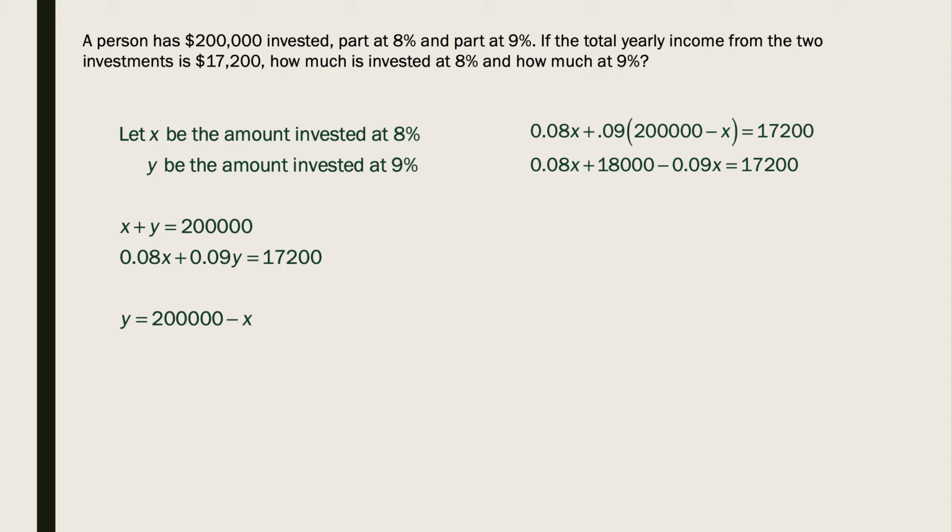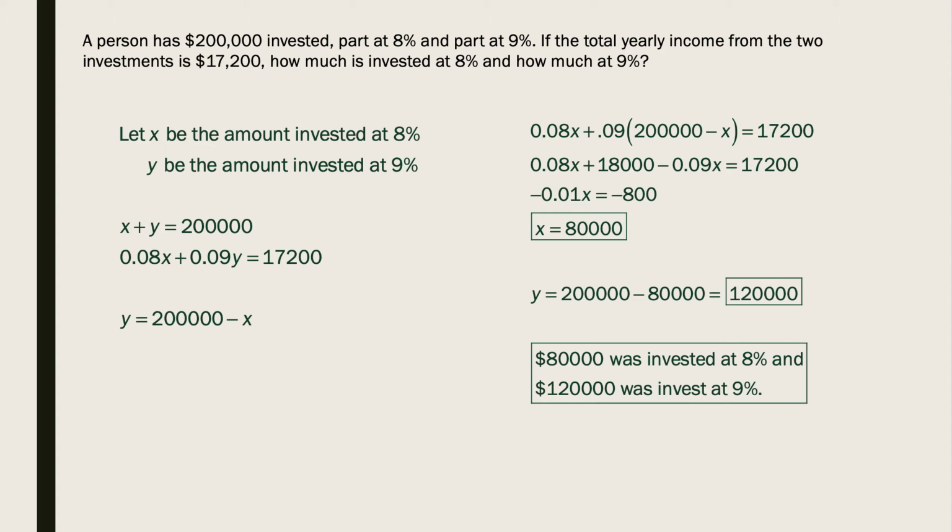Distribute that 0.09, we have 0.08x plus 18,000 minus 0.09x is equal to 17,200. Combine my like terms, and I also subtracted that 18,000. I get negative 0.01x is equal to negative 800. Dividing by that negative 0.01, I have x is equal to 80,000. Going back to find y, I get y is equal to 120,000. So $80,000 was invested at 8% and $120,000 was invested at 9%.